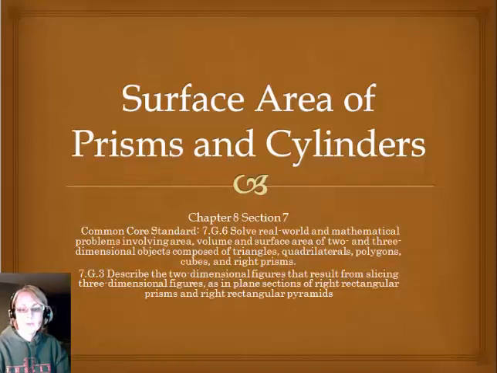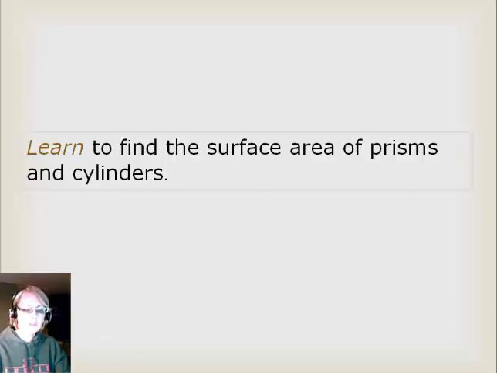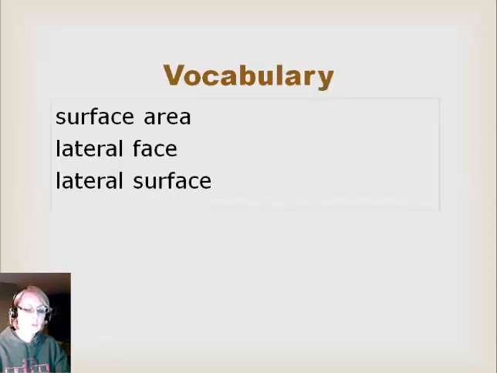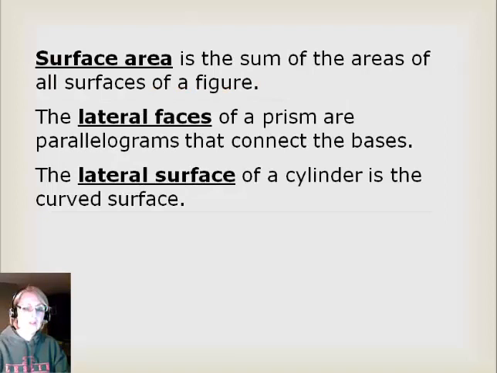Welcome to Chapter 8, Section 7, Surface Area of Prisms and Cylinders. Our objective in this unit is to find the surface area of prisms and cylinders. We have 3 vocabulary words, and the first vocabulary word is surface area. The surface area is the sum of the areas of all surfaces of a figure.